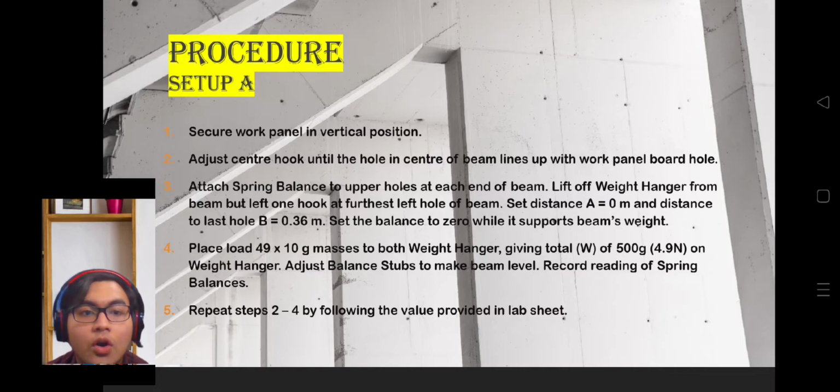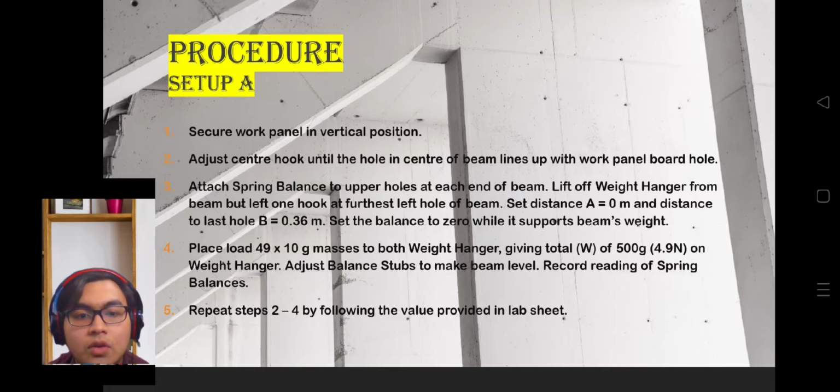First, we have to secure the work panel in vertical position and adjust the center hook until the hole in the center of the beam lines up with the work panel bolt hole. And then we have to attach the spring balance to the upper holes at each end of the beam, lift off the weight hanger from the beam but leave one hook at the furthest left hole of the beam. Set distance A equals 0 meter and distance to the last hole B equals 0.36 meter.